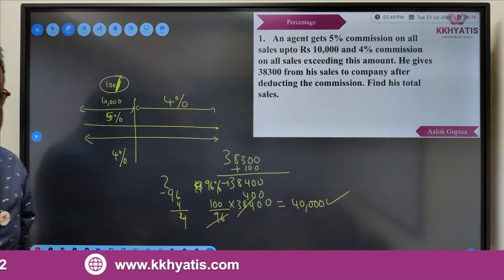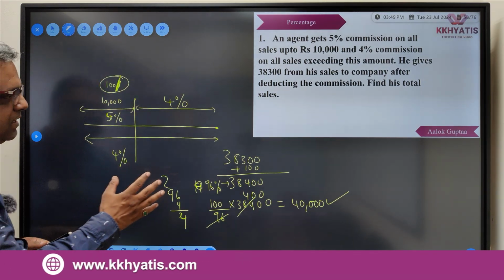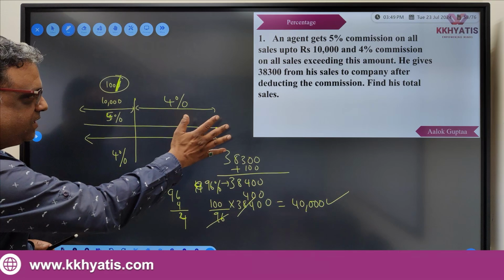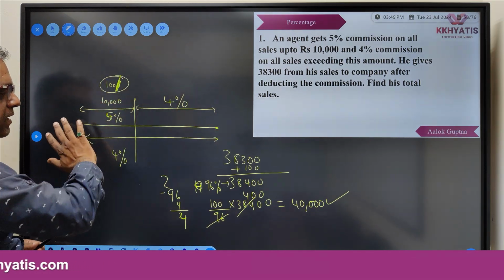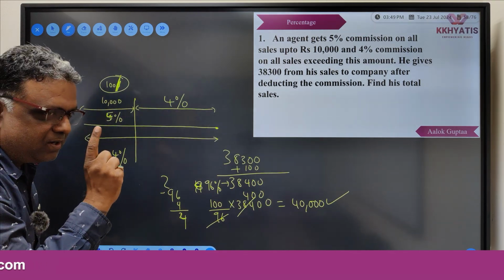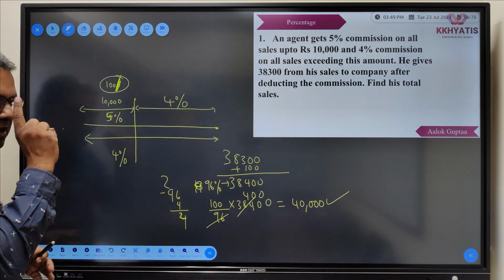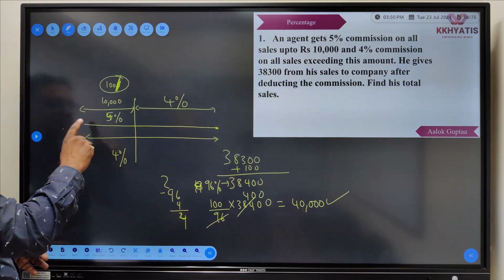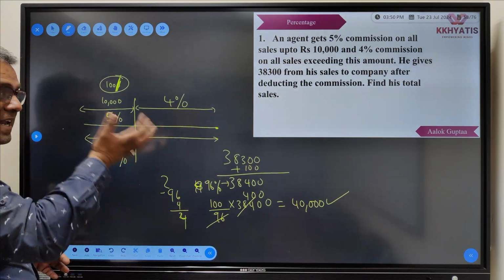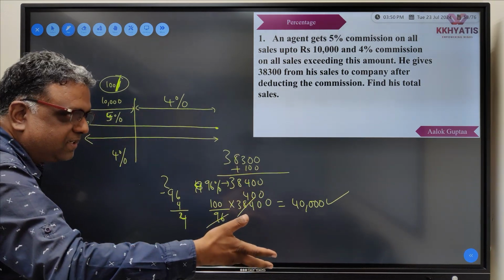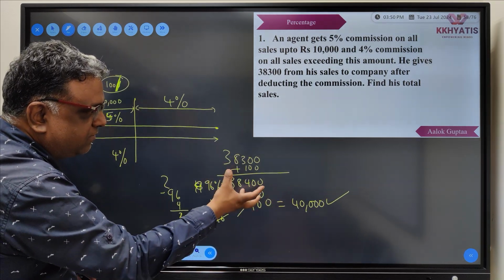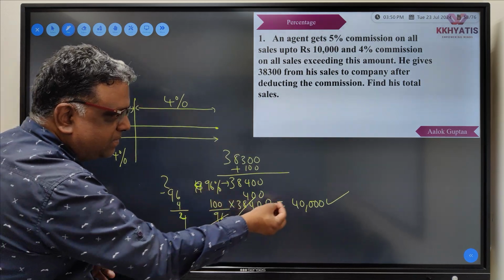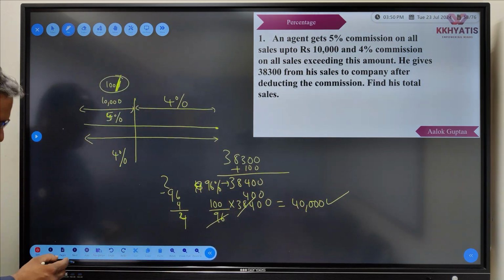Understood or not? So what we did here is we said let him get 4% only, which means if he got 4%, इधर इसको 1% कम मिला होगा. 1% of 10,000 कितना, 100, which means he must have got 100 less, मतलब उसने कंपनी को 100 ज्यादा दिया होगा with respect to this. तो उसने 38,400 वापस दिया होगा. 38,400 represents 96%, 100% represents 40,000. Clear?